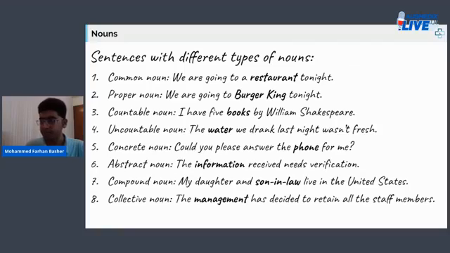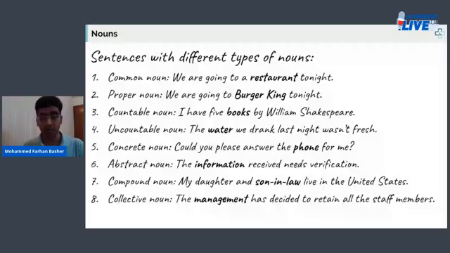And you can see a phone, you can touch a phone, you can hear a phone ringing. You can use all your five basic senses to understand a phone, right? Okay. Abstract noun. The information received needs verification.